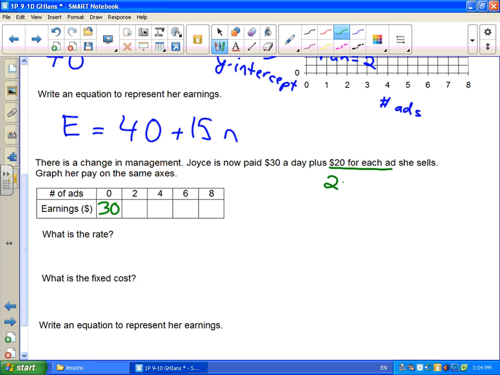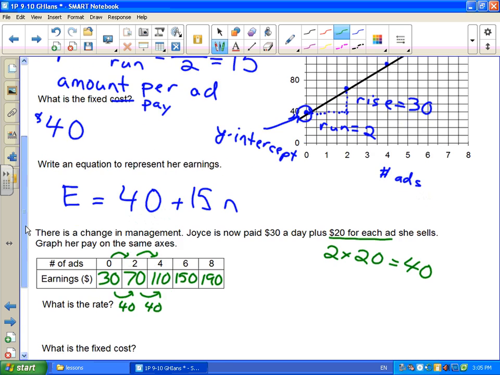And if she sells 2 more ads, let's see, $20 for each ad. So if she sells 2 more ads, she gets an extra $40. So if she sells 2 ads, how much is she getting here? $70. Yeah. And each time, we're going to go up by 2, up by 2. This is going to go up by 40 each time. 40, 40. So 110, 150, and 190.